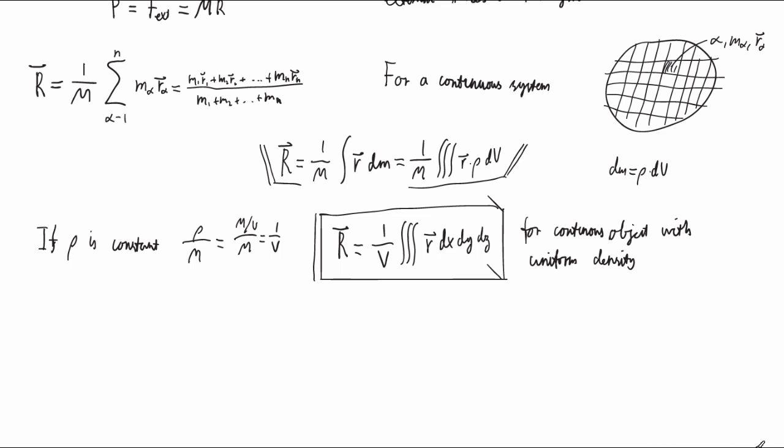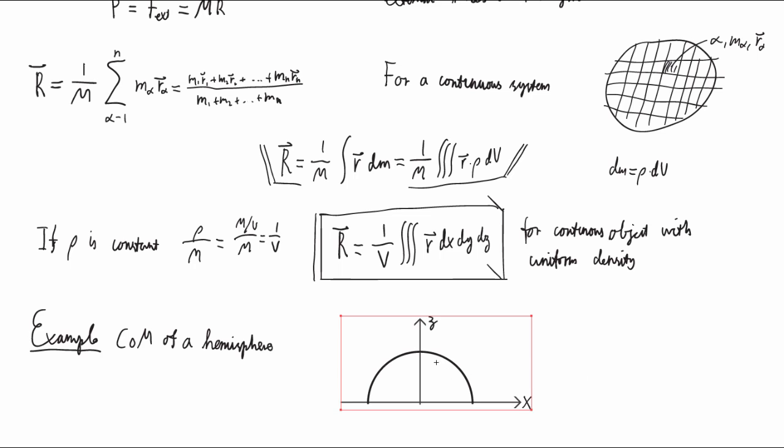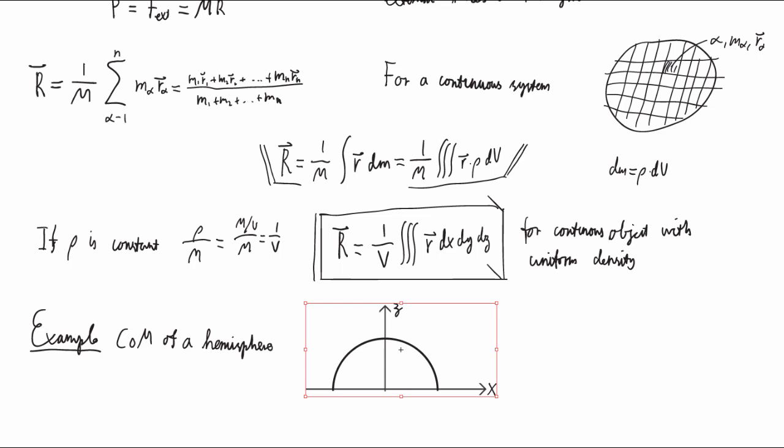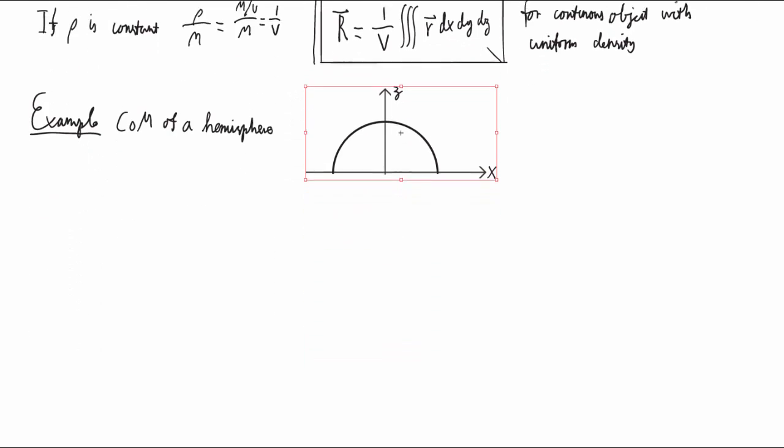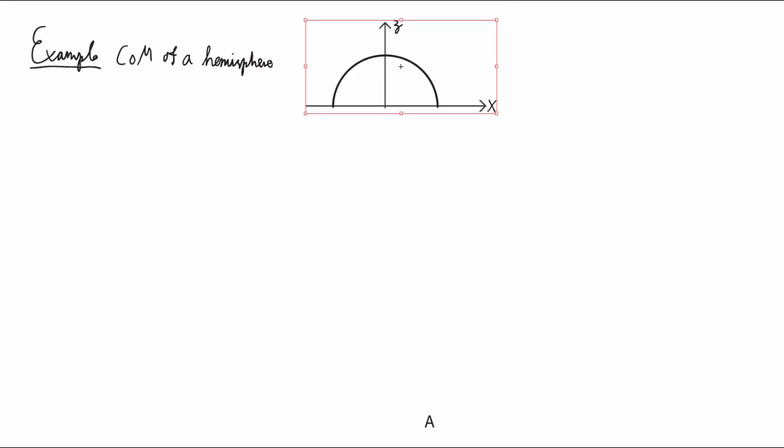So next, let's apply this to a specific example, and that is the center of mass of a hemisphere. Now, one of the advantages of doing things this way is that you can prepare things in advance. Try doing this on a blackboard; it's not going to work. So this is anyway a hemisphere.